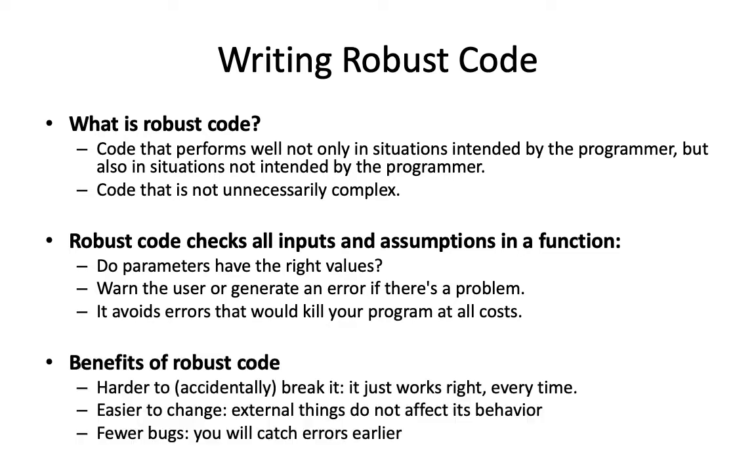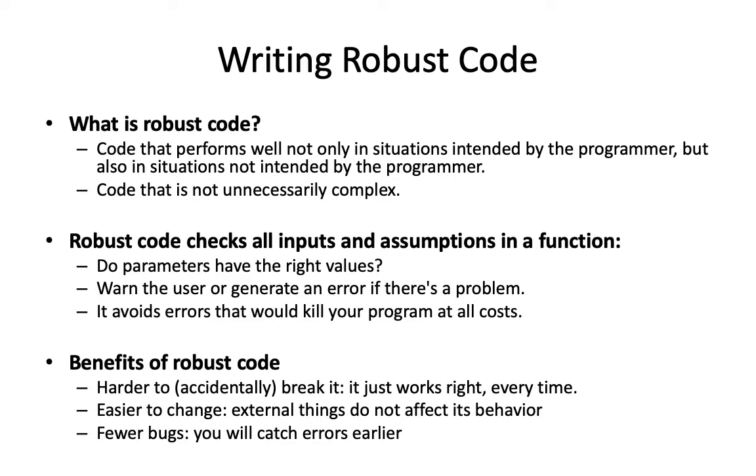So one of the benefits of robust code is that it's harder to accidentally break it. Robust code works right every time because it always gives you the right errors, it handles every single case, and you're never surprised when there's some value that you weren't expecting. It's okay if the user types in a value you weren't expecting, because your code is robust and it handles it.